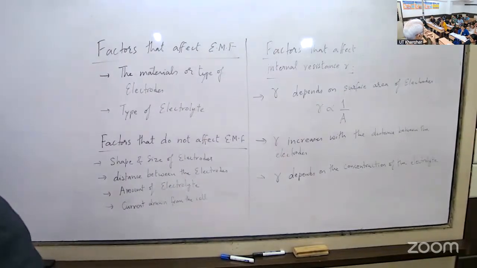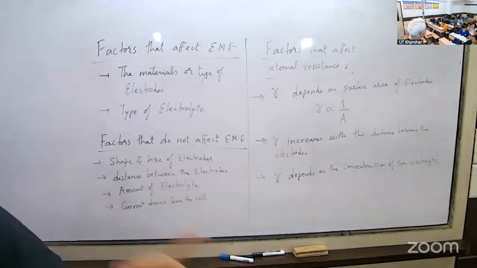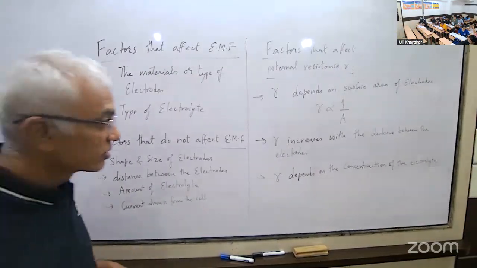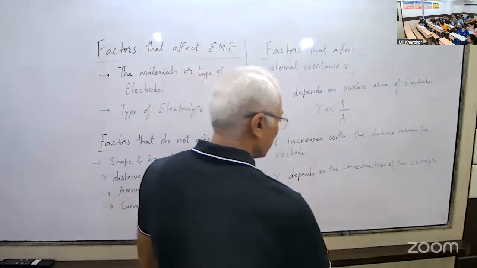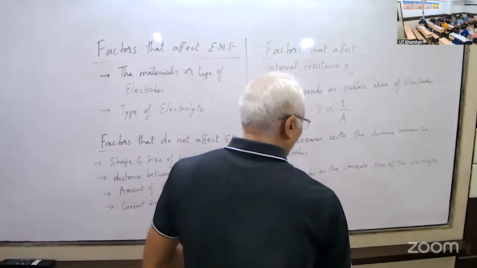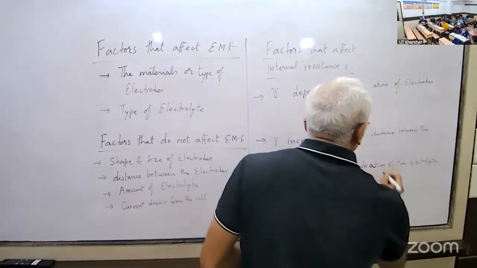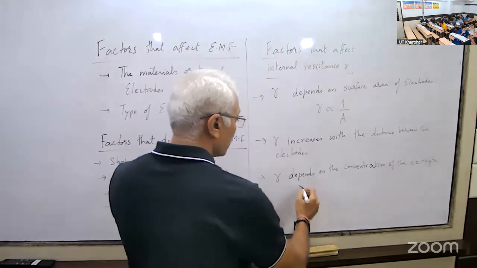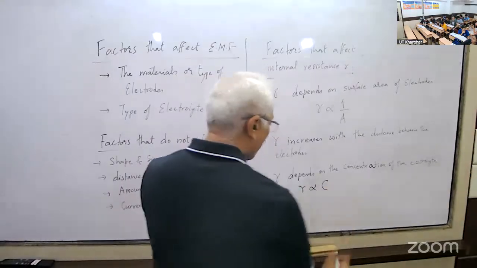Okay, you mean the mobility of the charges will be restricted. It becomes denser, so the mobility is affected. It is a liquid medium. So if the liquid medium is denser, the mobility is affected. So high concentration means more resistance. Okay. So R depends on the concentration. Concentration. Okay. So R is proportional to C.